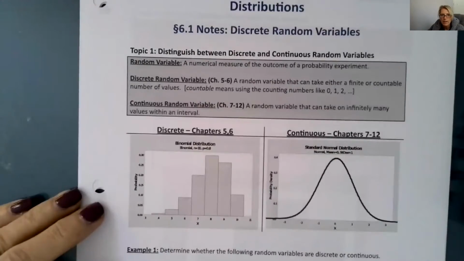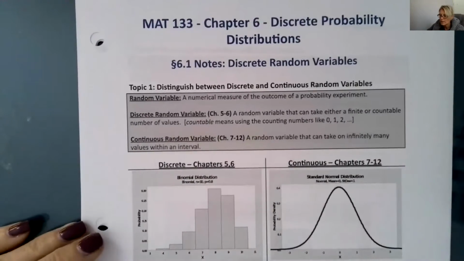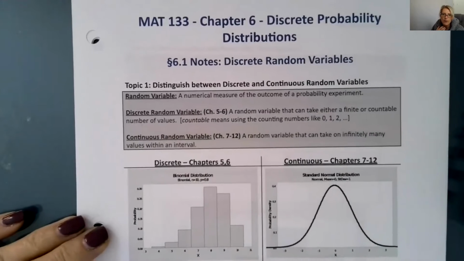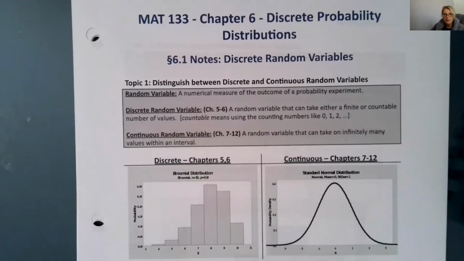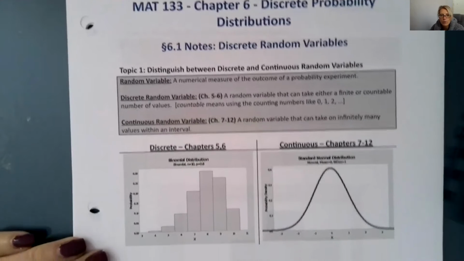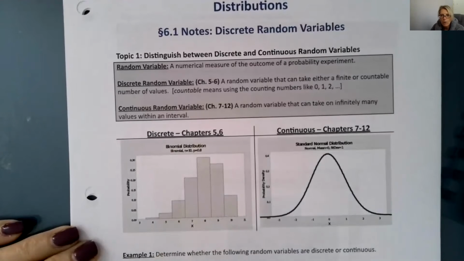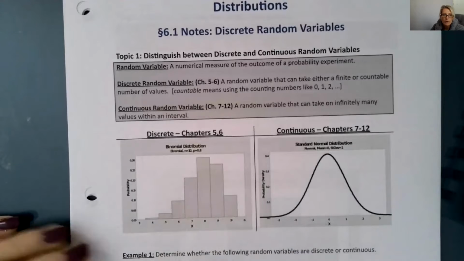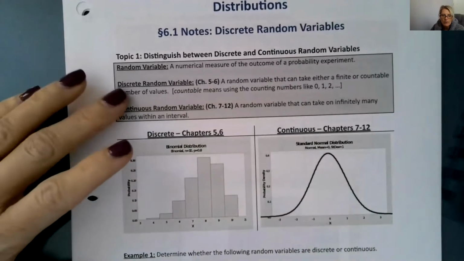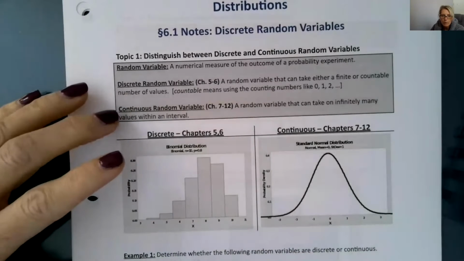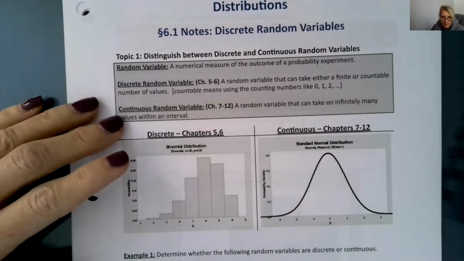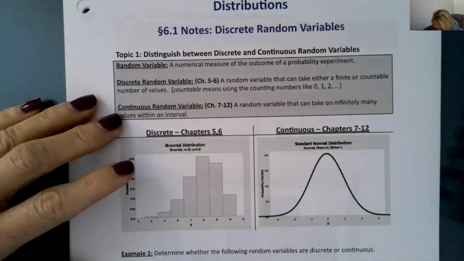Hello, today we're going to be working on lesson 6.1 in chapter 6. It's all about discrete probability distributions. So in chapter 5, we were talking about probability, and those probabilities were discrete as well. Discrete meaning they had to be whole outcomes, like a whole house or a person or an animal or a car. And so in chapters 5 and 6, we're talking about discrete random variables. We're going to move into continuous data in chapter 7 through 12.